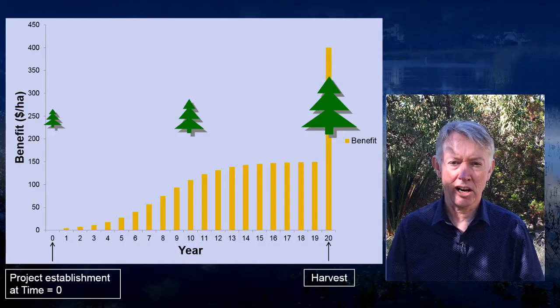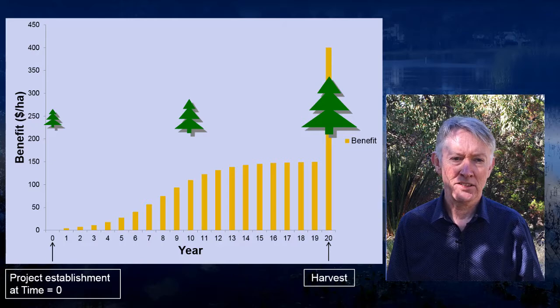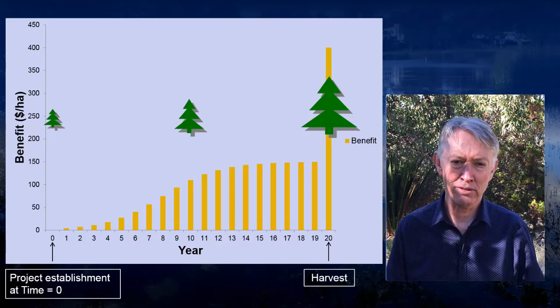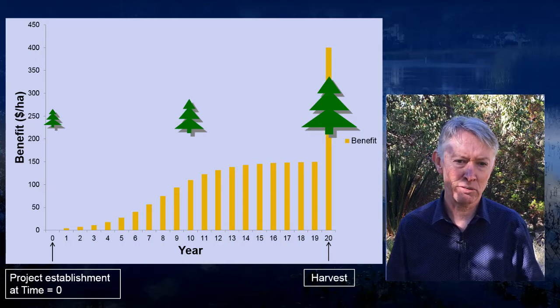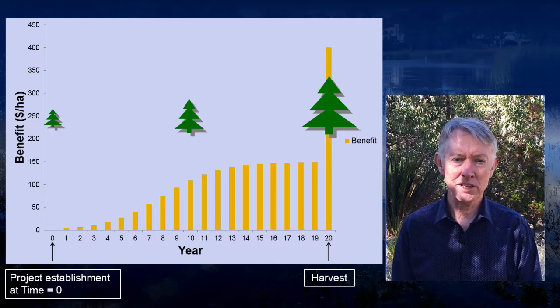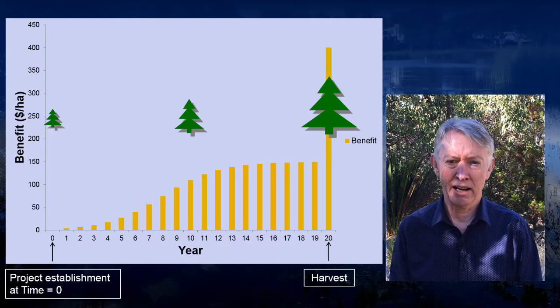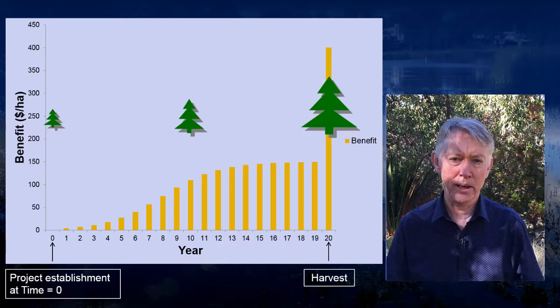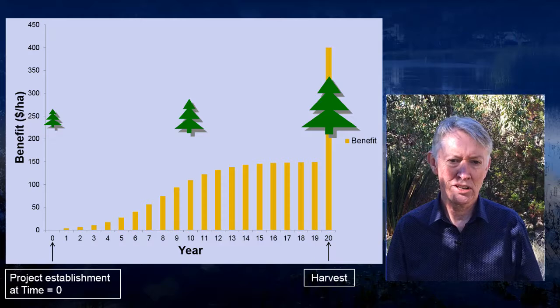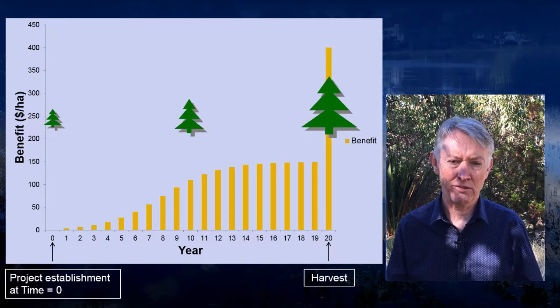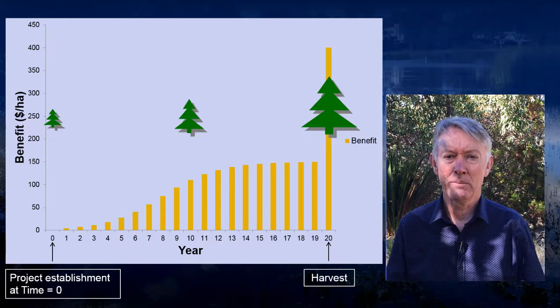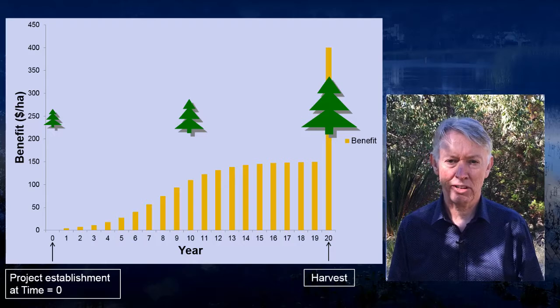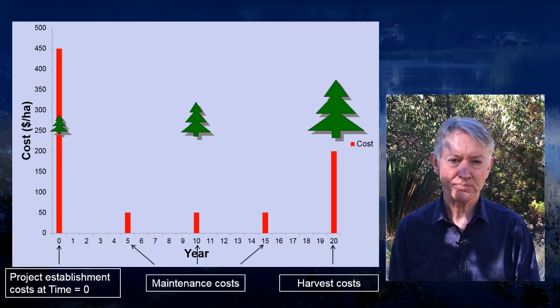So here's a stylized representation of that. This graph shows the benefits and how they might occur over time for a project that involves growing trees. They're very small at the start, they get bigger and they then stabilise, and then finally they are big at the end when the trees are harvested. So these intermediate benefits are from things like shade and shelter, but finally there's a big benefit at the end when the trees are harvested.